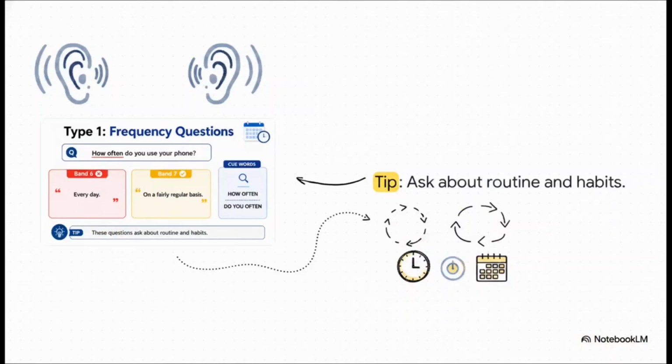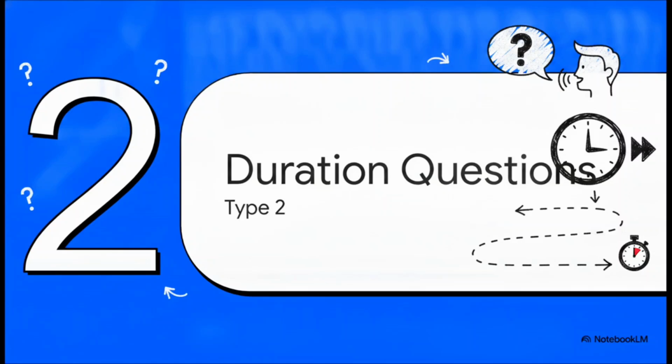The whole strategy here relies on tuning your ear to specific keywords like how often or do you often. When your brain hears those triggers, please don't just blurt out a single time frame. Because these questions are actually digging into your routines and habits, your answer starter needs to reflect that, setting you up to expand effortlessly. Moving right along, let's see how this structural pattern applies to Type 2, duration questions.